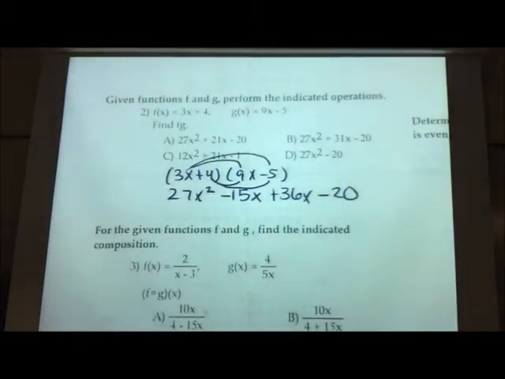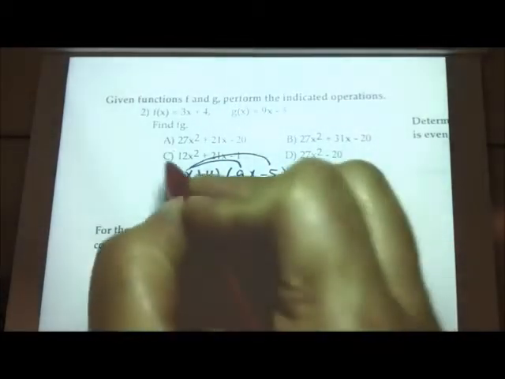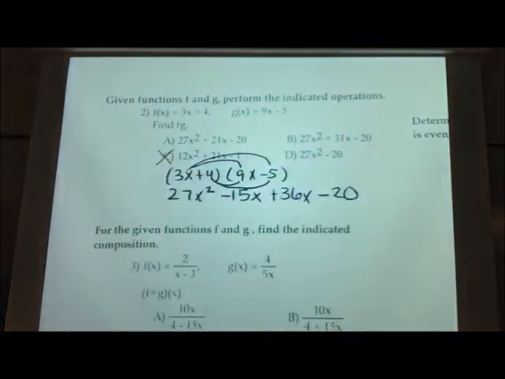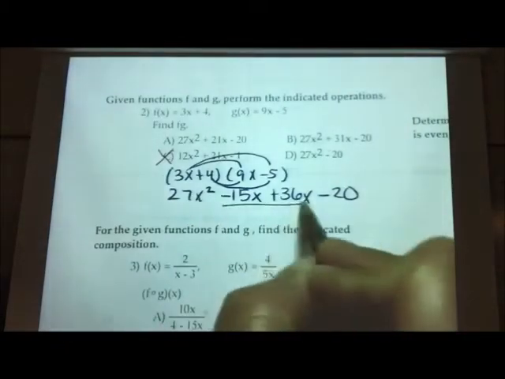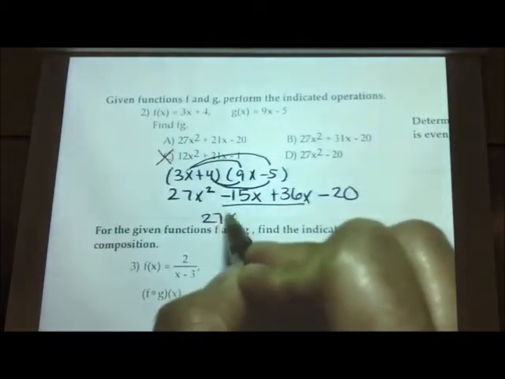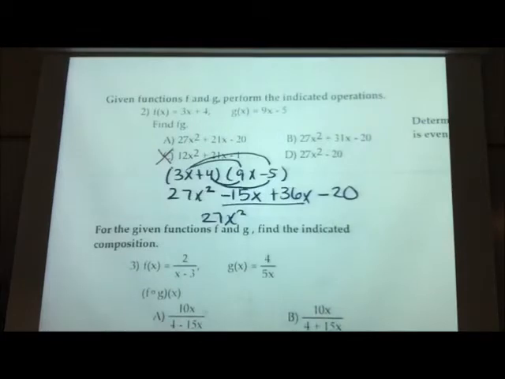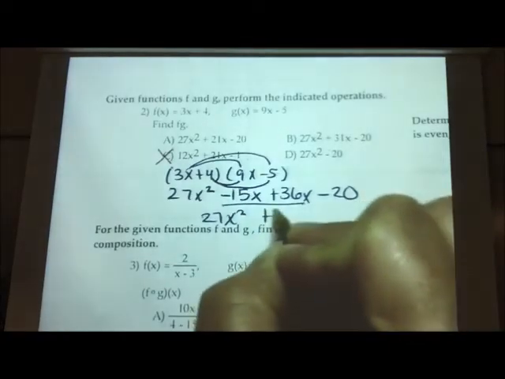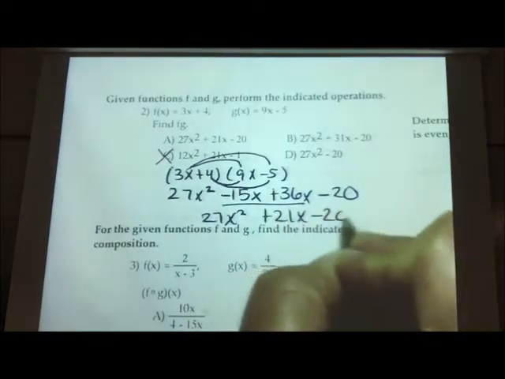Just by looking at that, I should already know C cannot be my answer. So I should be able to combine the two middle terms. 27x squared, -15 plus 36 should be a positive 21 minus 20. Positive 21x minus 20, so my answer is A also.